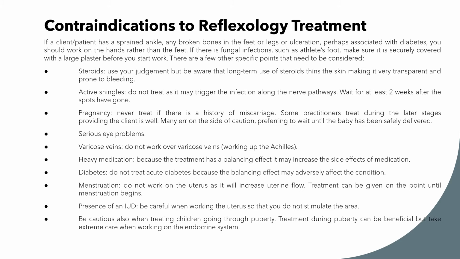Menstruation. Do not work on the uterus, as it will increase uterine flow. Treatment can be given on the point until menstruation begins. And then the presence of an IUD. Be careful when working the uterus so that you do not stimulate the area. And, of course, be cautious also when treating children during puberty. Treatment during puberty can be beneficial, but take extreme care when working on the endocrine system.